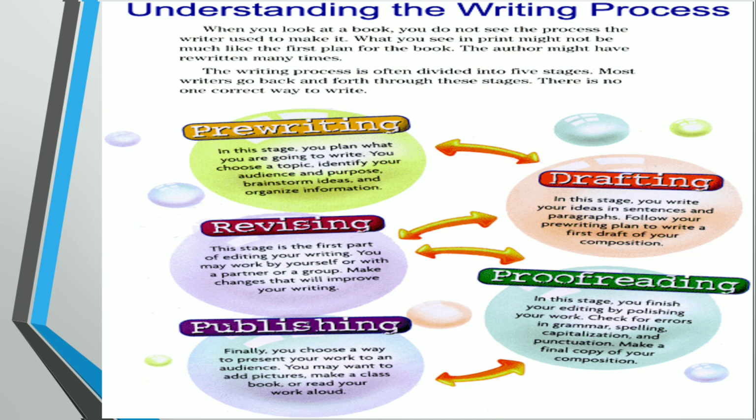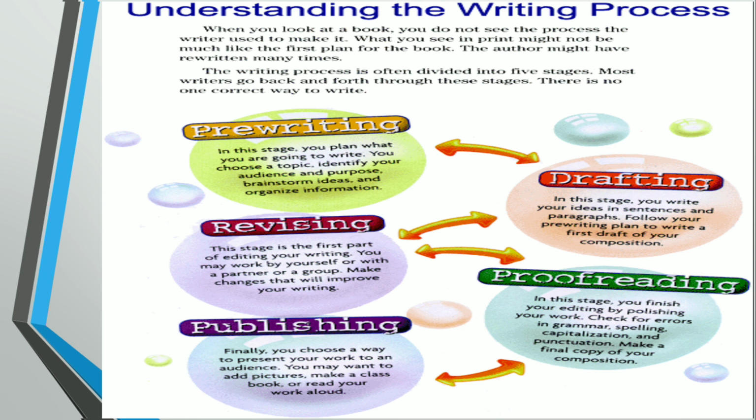In pre-writing, in this stage, you plan what you are going to write. You choose a topic, identify your audience and purpose, brainstorming ideas, and organize information. Drafting. In this stage, you write your ideas in sentences and paragraphs. Follow your pre-writing plan to write the first draft of your composition.